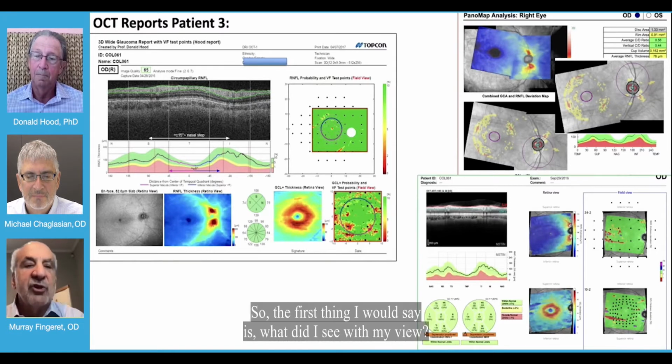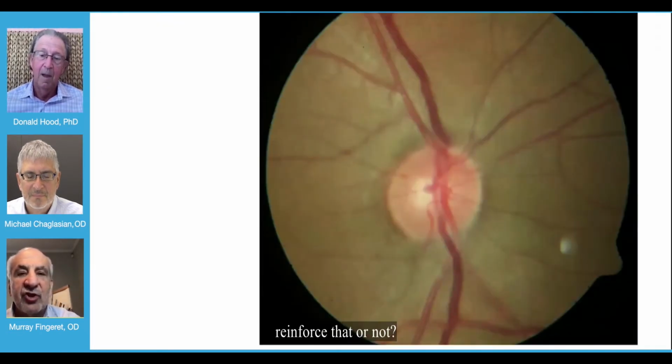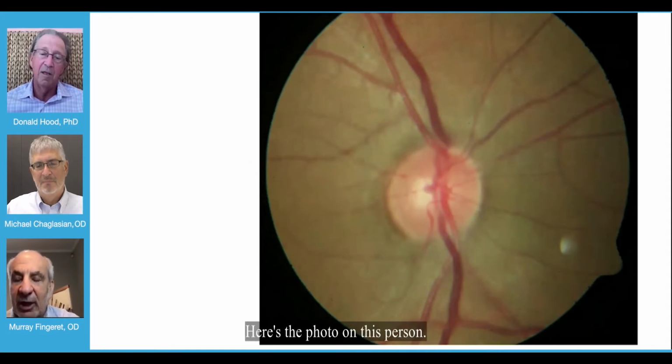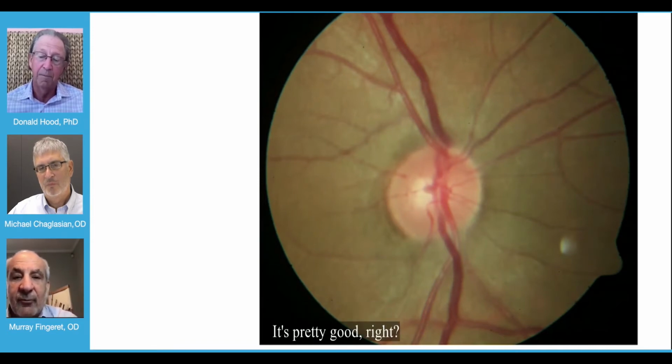So the first thing I would say is, what did I see with my view? What is my first assessment? Does the OCT reinforce that or not? Here's the photo on this person. Yeah. And I don't see much there at all. It's pretty good, right? Yeah.